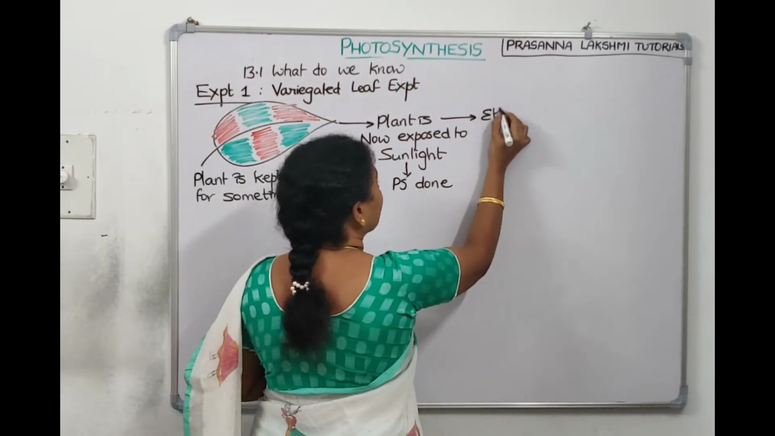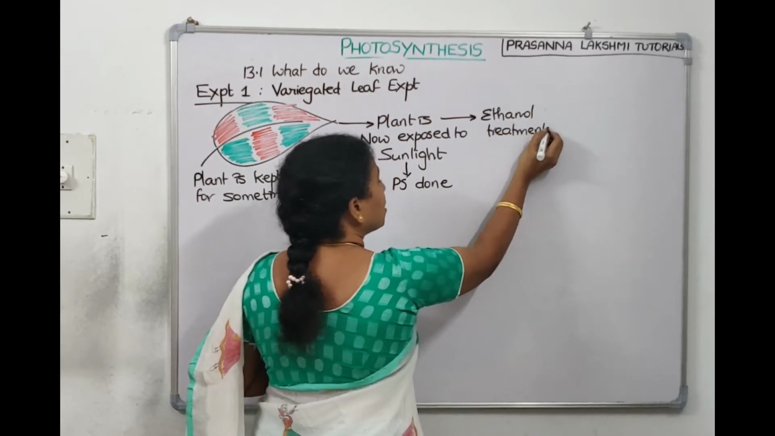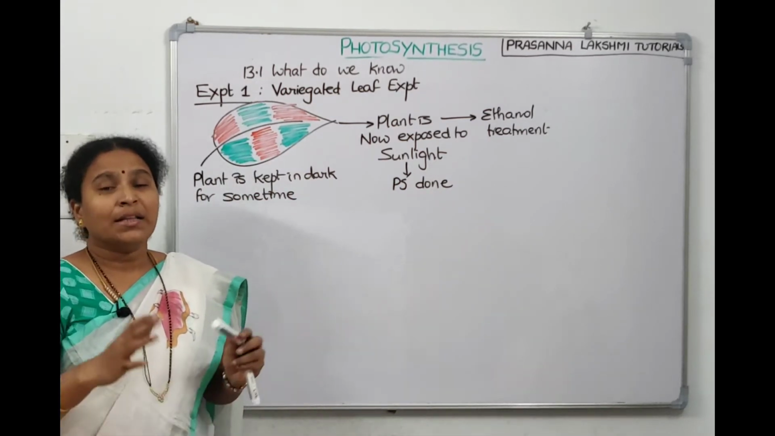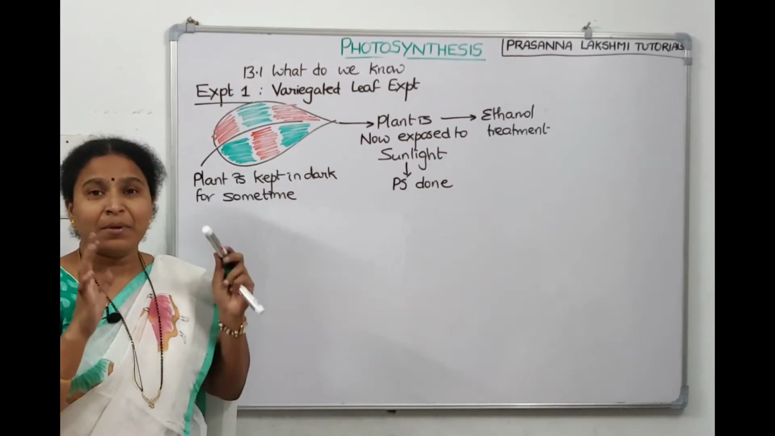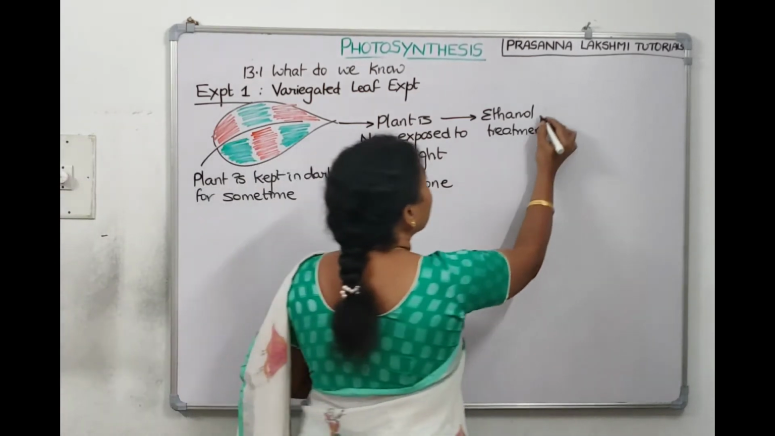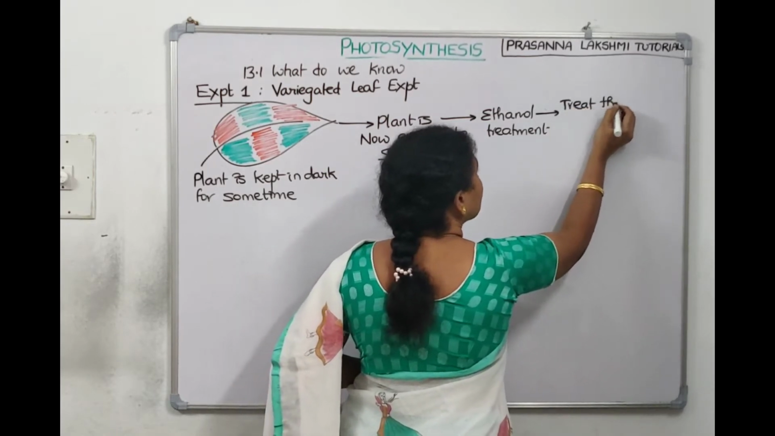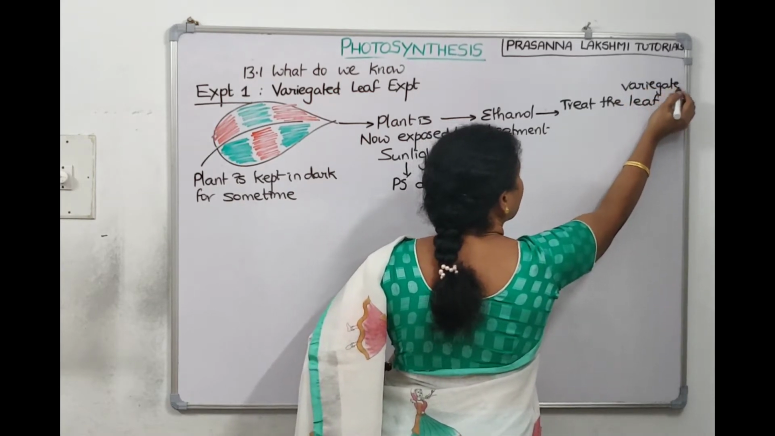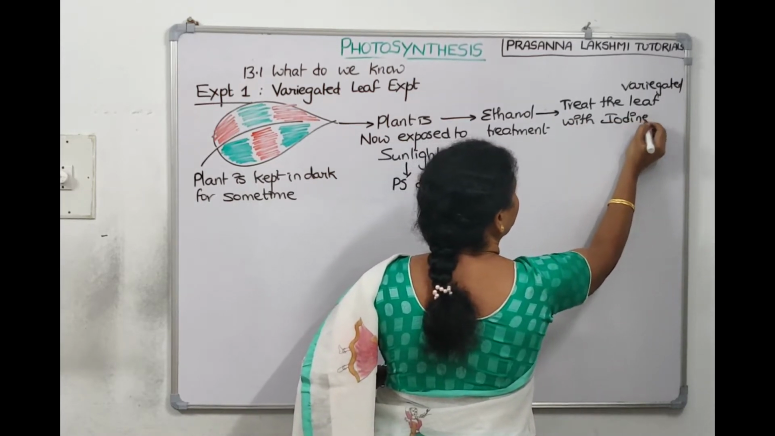Then after that, what they have done is ethanol treatment. What is the necessity of doing ethanol treatment? When we treat it with ethanol, the process of photosynthesis stops, and the nutrients will not be mobilized. They will be there in their places as they are. After the ethanol treatment, we will now treat the variegated leaf with iodine solution.